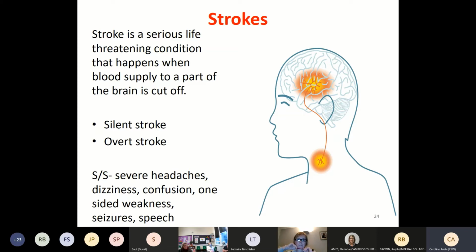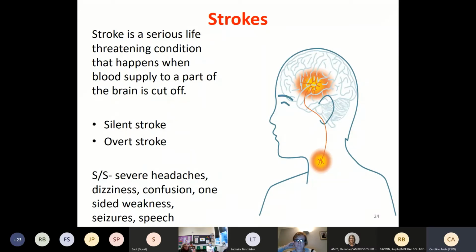There's also the overt stroke, the one that is so obvious. You can just see the weakness. For example, remember the adverts on television where there's facial weakness, dropping of the face, the arms, are they able to raise them and keep them there? Speech, is it affected? And then T, time to call 999. So stroke is really an important symptom with sickle cell disease, and where it is suspected, it's very important that emergency services should be called. So other signs and symptoms could be headache, dizziness, confusion, seizures, etc.